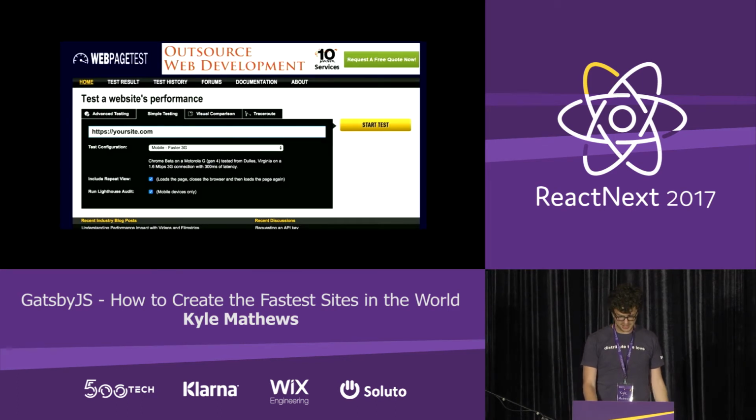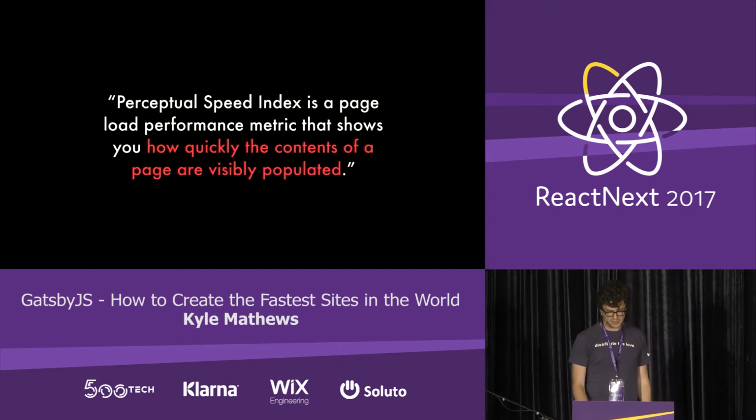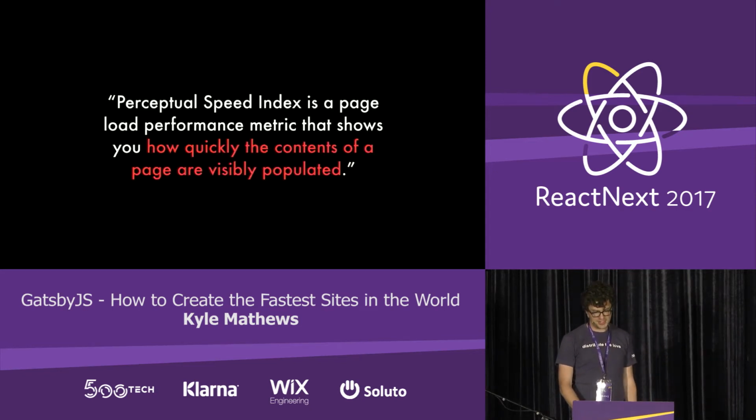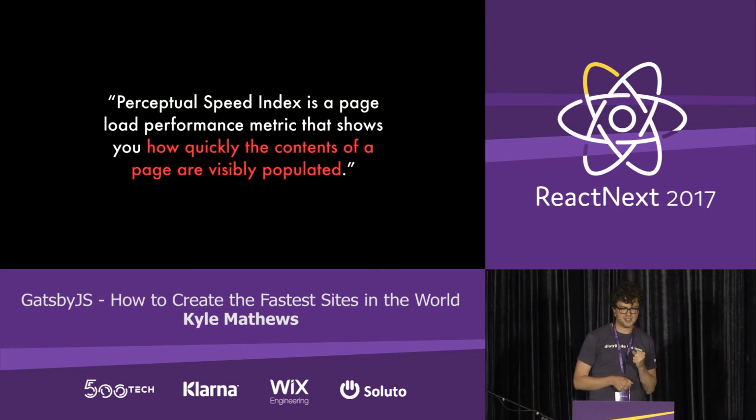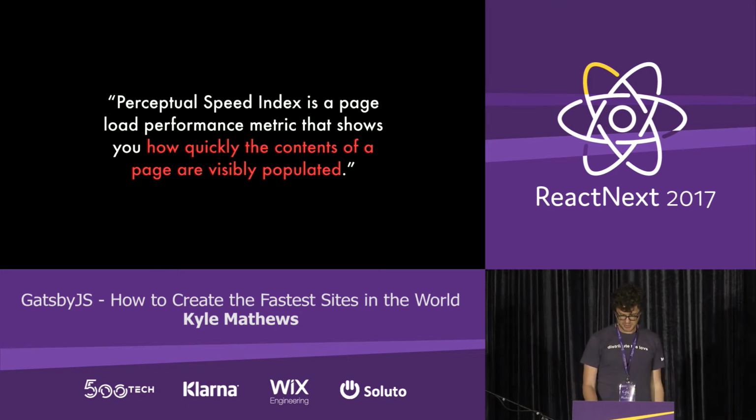Anyway, so this is the website. It's pretty simple. Go to simple testing, put in your site, click start test. So let's talk about speed index, the two metrics that I mentioned. Speed index, or the longer, fancier name, perceptual speed index, is a page load performance metric that shows you how quickly the contents of a page are visibly populated, which is a bit of a mouthful.